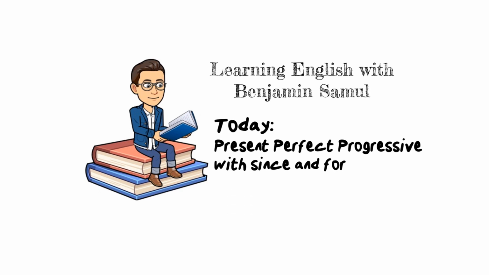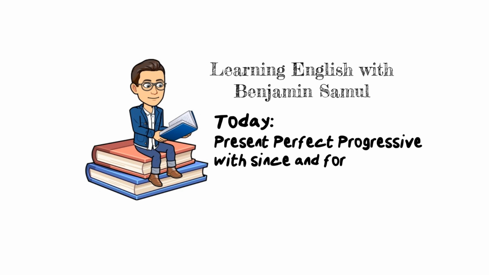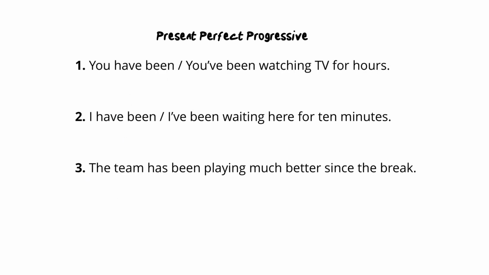Today, present perfect progressive with since and for. Let's start with some example sentences. First sentence, you have been or you've been watching TV for hours. Second sentence, I have been or I've been waiting here for 10 minutes. Third sentence. The team has been playing much better since the break.